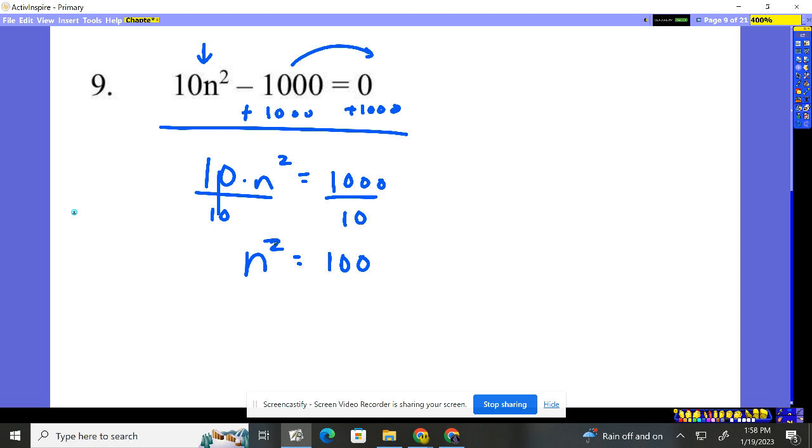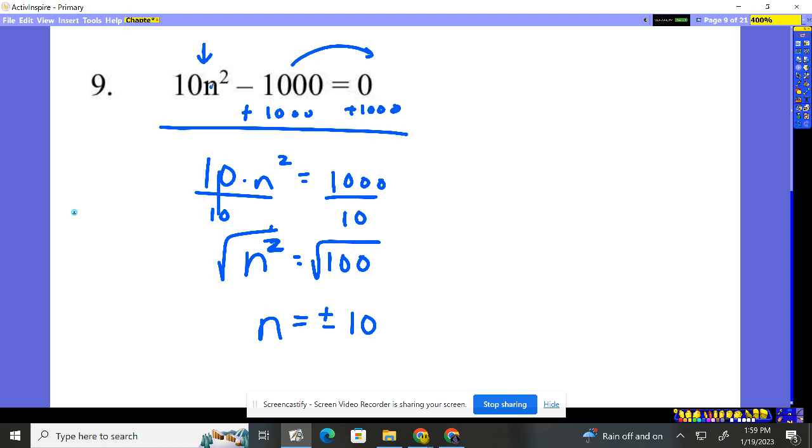What we do to get rid of this squaring is we come in and take a square root of both sides. Well, the square root of that squared gives me just an n. But when you take the square root of 100, you must consider the positive root and the negative root. So we end up with a positive 10 and a negative 10. So you have two solutions here.